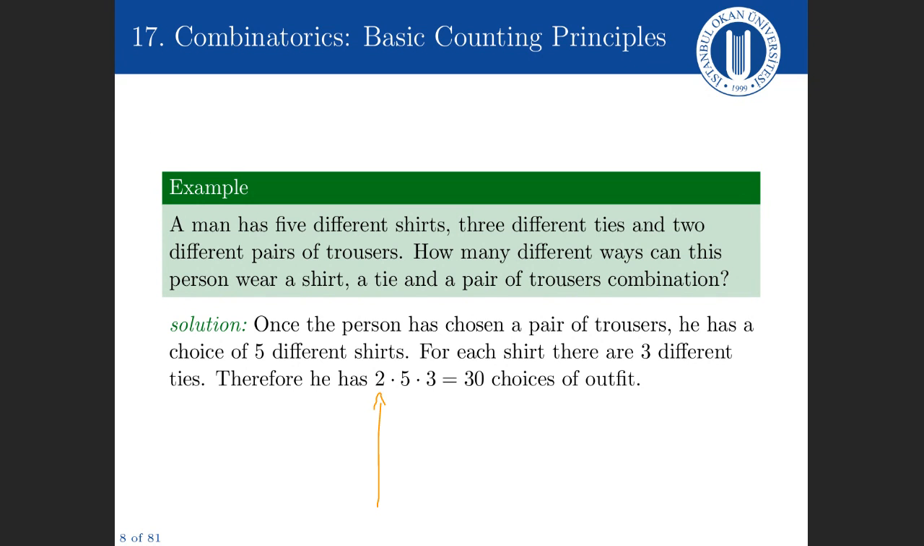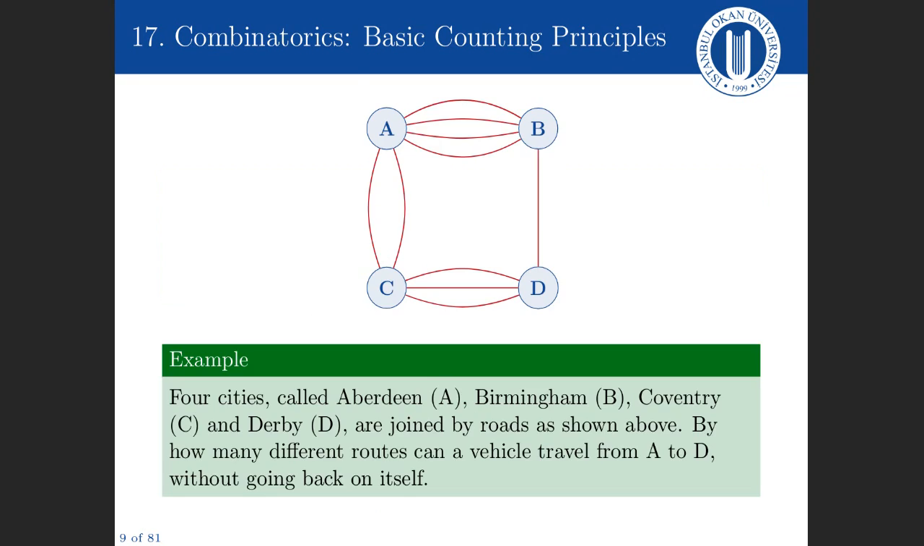Then he chooses a shirt. He has 5 choices for shirt, so 2 multiplied by 5. And then he chooses a tie. He has 3 ties. Multiply these numbers together. He has 30 choices of outfit.